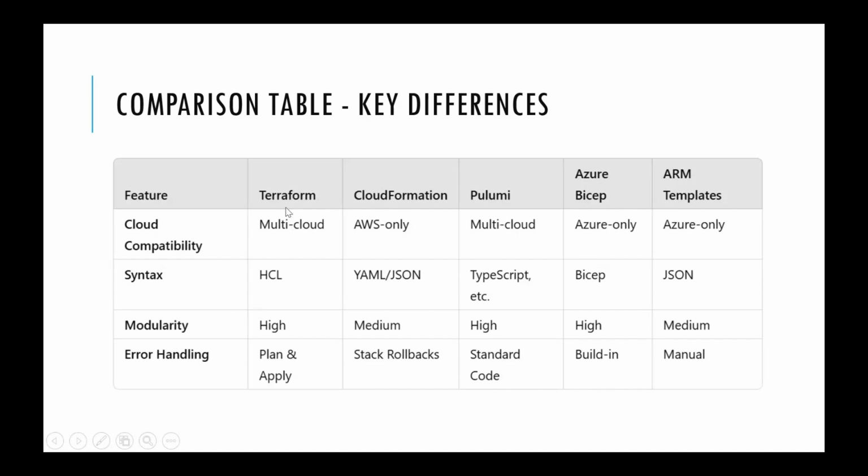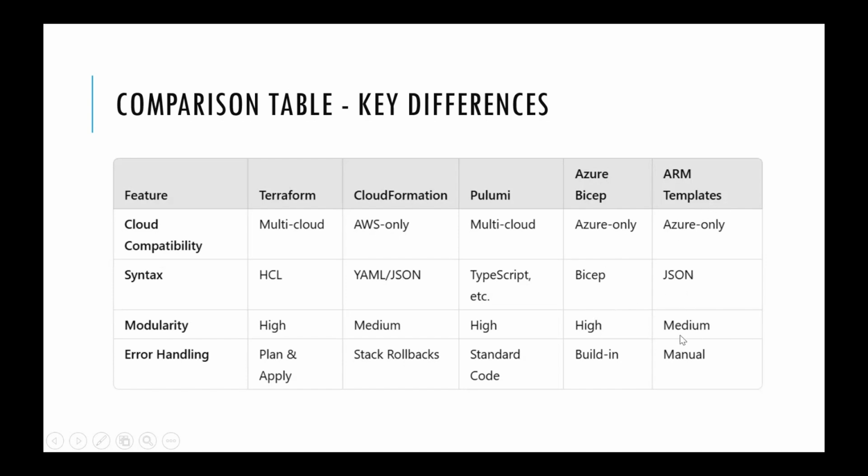Modularity is high in Terraform because you can create modules and refer to those modules inside your main template. CloudFormation is quite low, and in Pulumi it is also high because you can always create modules in traditional coding languages. In Azure Bicep as well, this is very high because you can create modules and refer to those modules inside your code, so that you will be able to reuse the templates which you might have created for Azure Bicep and all the resources in Azure.